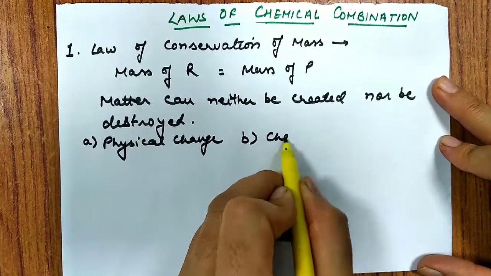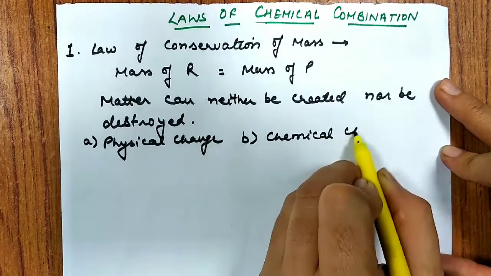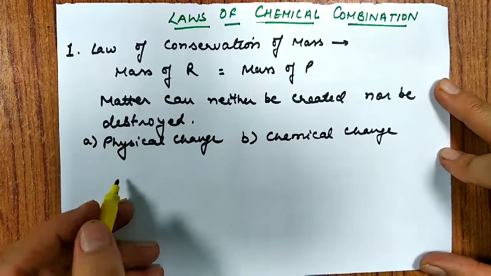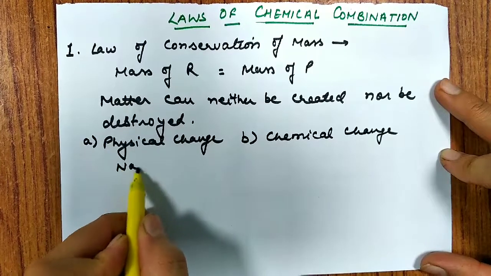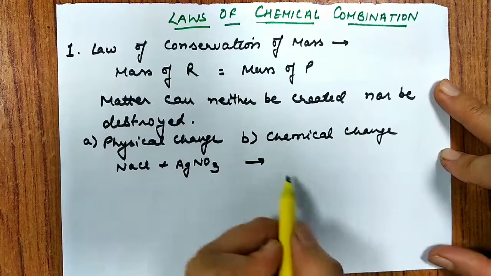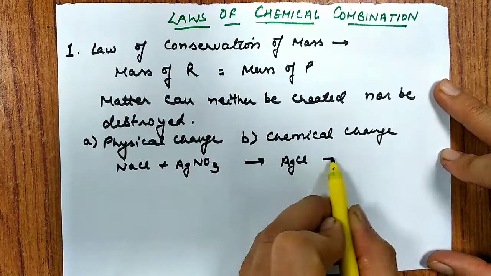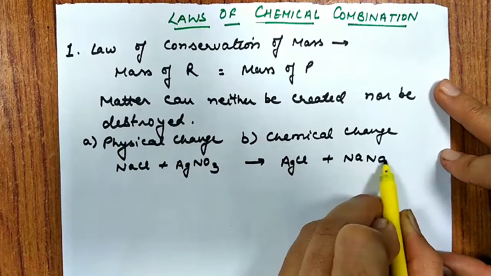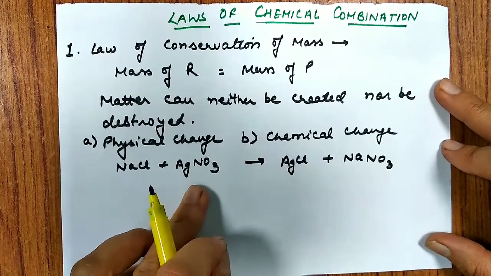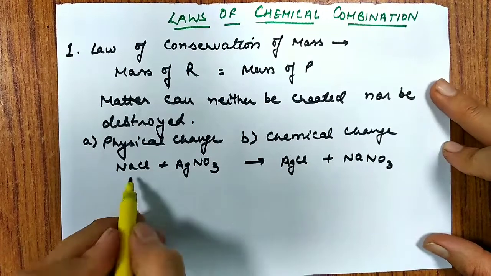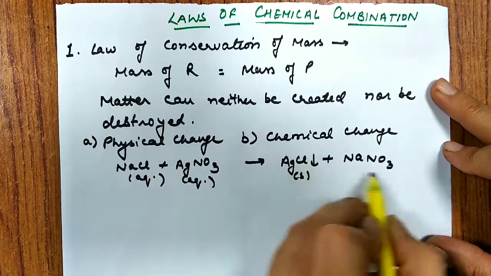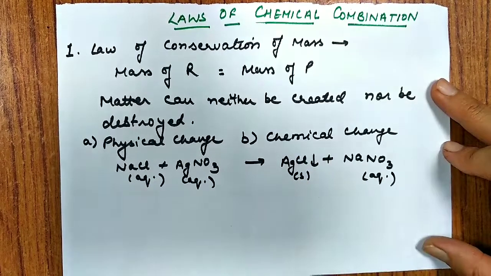What will happen when a chemical change takes place? Suppose a chemical reaction is observed: you have taken NaCl and you mix AgNO3 to it, and it's a double decomposition reaction. We get a precipitate of AgCl and NaNO3. The reactants are in aqueous form, and the NaNO3 is also in aqueous form. We get AgCl as a precipitate, and NaNO3 stays in solution, that means in aqueous form.